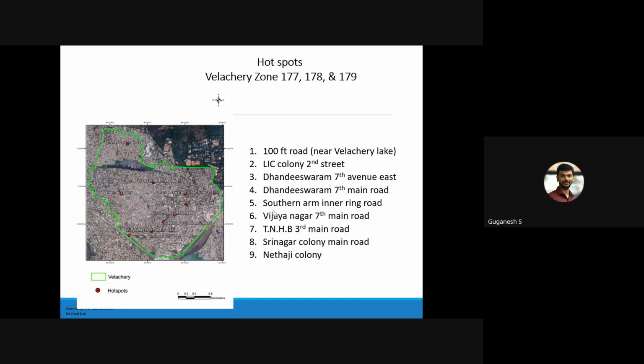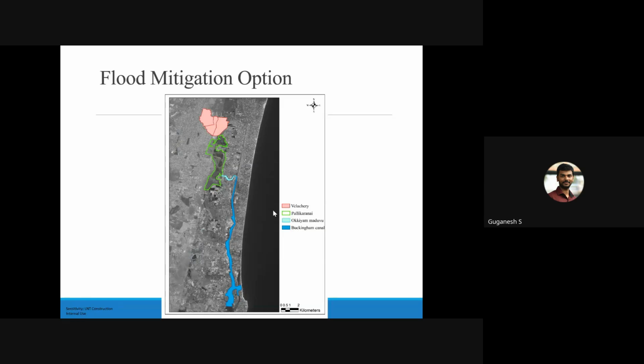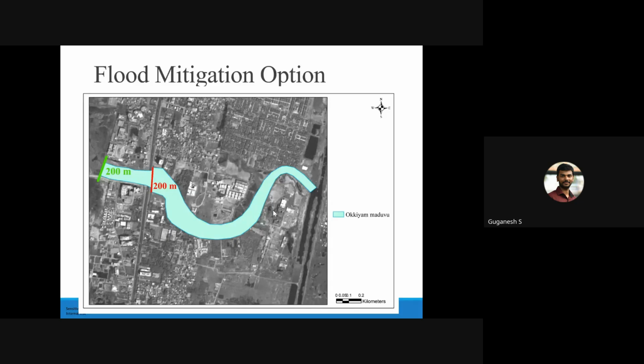So this is the area. And some of you, if you are living in Velachery, could identify the locations. So the main Velachery 100 feet road itself is very highly vulnerable. And we have provided some mitigation options also for the Velachery area. So the water from the Velachery area flows to the Pallikaranai marshland, and from the Pallikaranai marshland it flows through OMR Madu and then joins the Buckingham Canal.